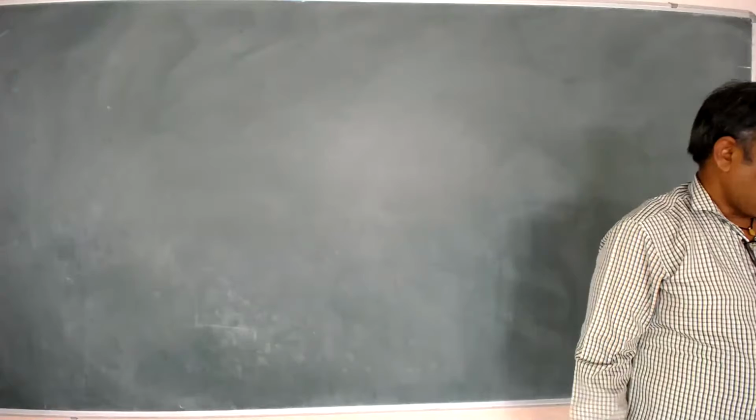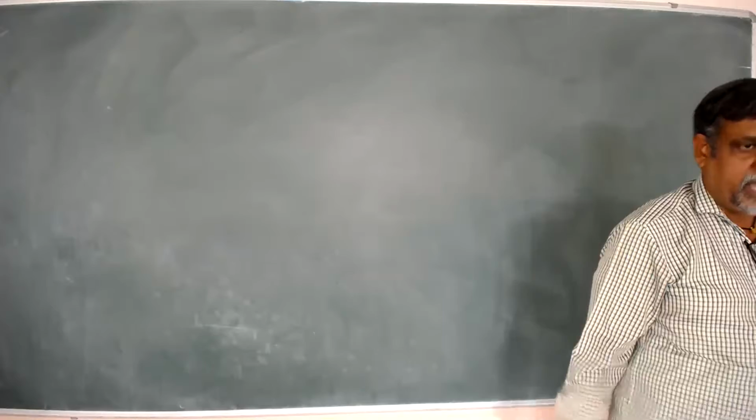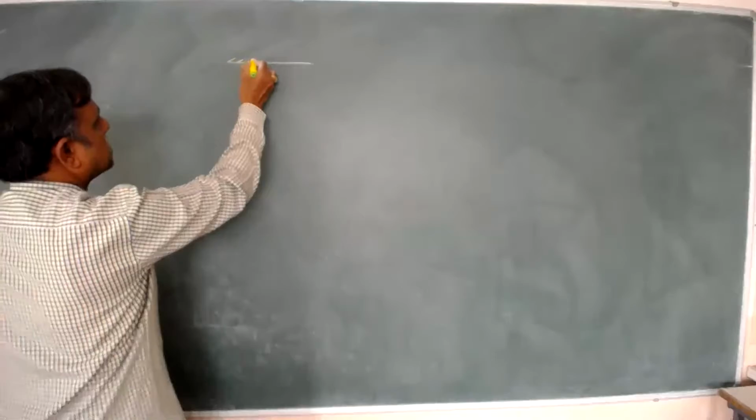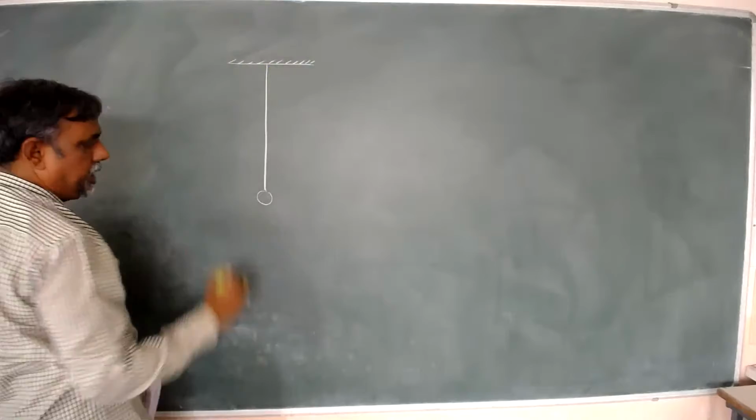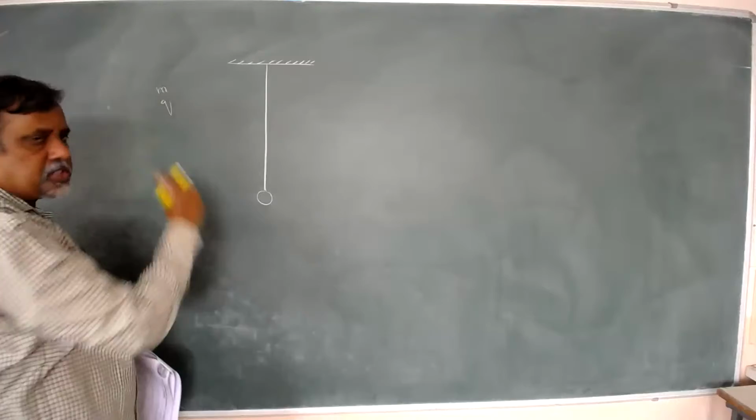Yes, now the problem is here. A pendulum bob of mass m and charge q is suspended by a thread of length l. So there is a simple pendulum arrangement, like this. The mass of the bob is m and the charge on the bob is q.